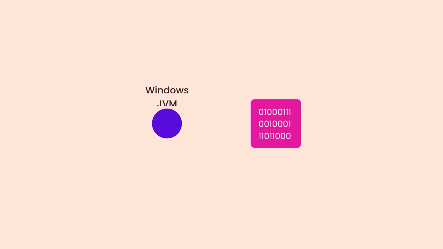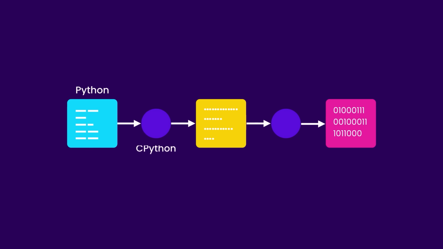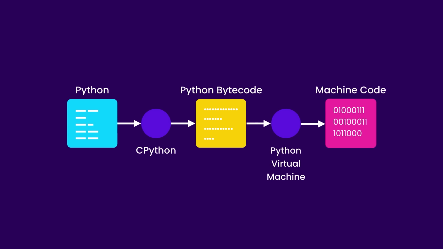We have JVM implementations for Windows, Mac, and so on. So the JVM implementation on Windows knows how to convert Java bytecode into machine code that a Windows machine can understand. C# and Python have also taken the same route, so they are platform independent. When we run a Python program using CPython, first it will compile our Python code into Python bytecode, then it will pass that bytecode to Python virtual machine, which will in turn convert it into machine code and execute it. This is how CPython works.